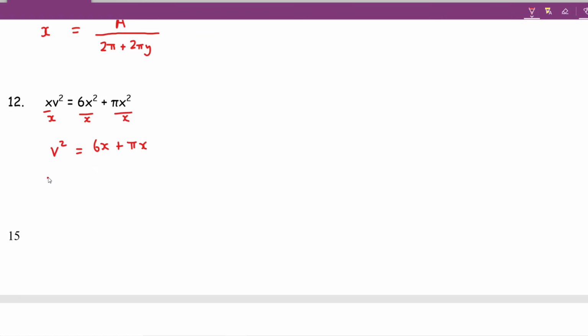Now let's rewrite this left to right. So I've got 6x plus pi x equals v squared. I'm going to factorize this and take the x out, so that gives me 6 plus pi equals v squared, and this is being multiplied by x, so I'm going to take it to the other side by dividing it, which leaves me with x equals v squared all over 6 plus pi.